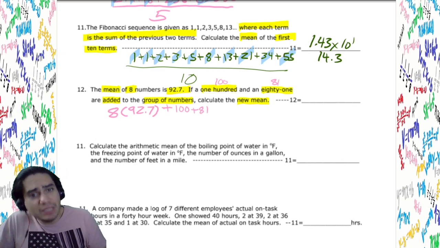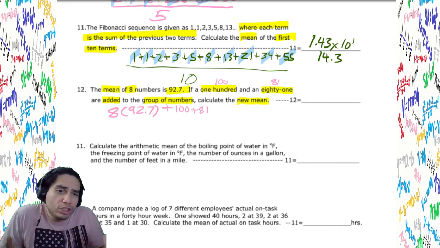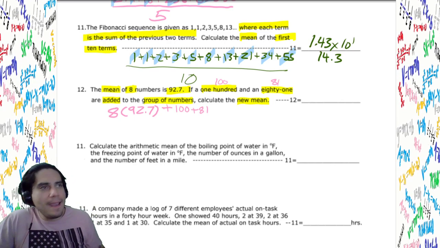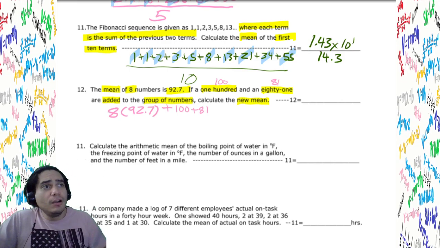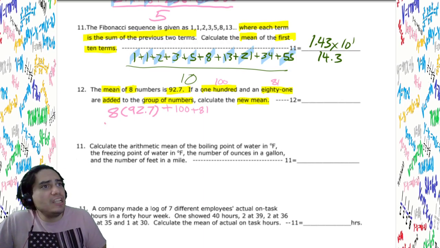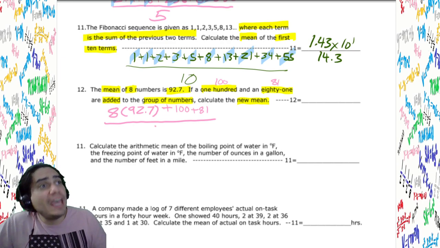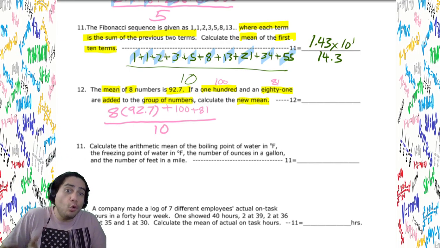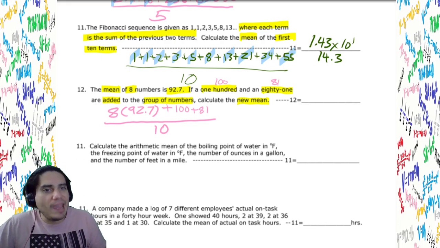Now, some people may go ahead and divide by 3, because they say, oh, there's only three numbers, 92.7, 100, 81. Nah. We actually have eight numbers. We got eight numbers here from that 92.7, because we added eight numbers. So it's not just eight numbers we're gonna divide by. We added two more to that. So technically we're gonna divide by 10, because we got the old mean of eight numbers. We got two more new numbers, and that's where it comes from.